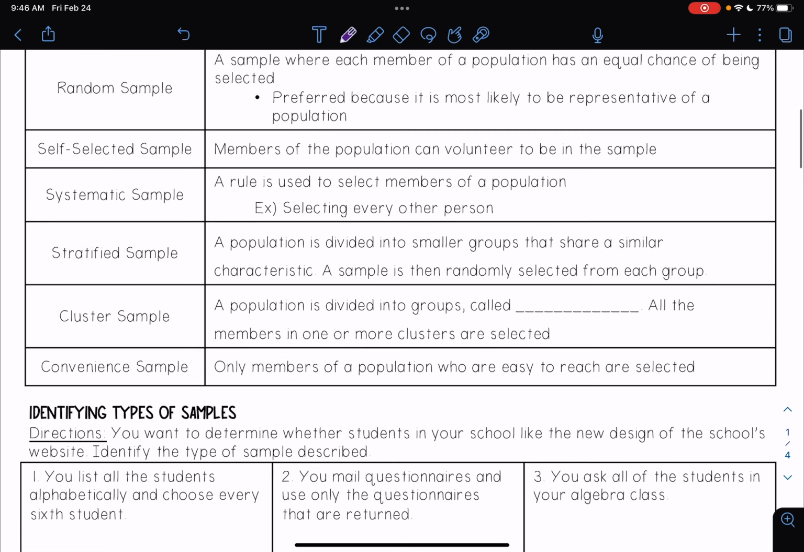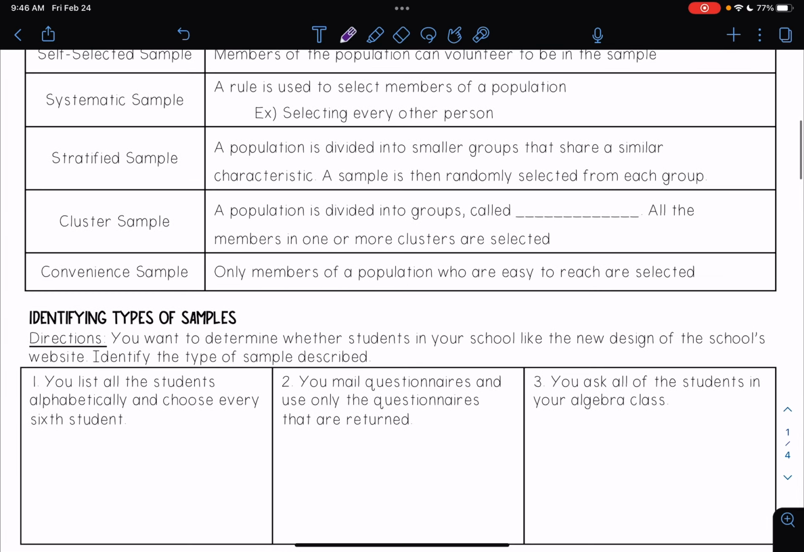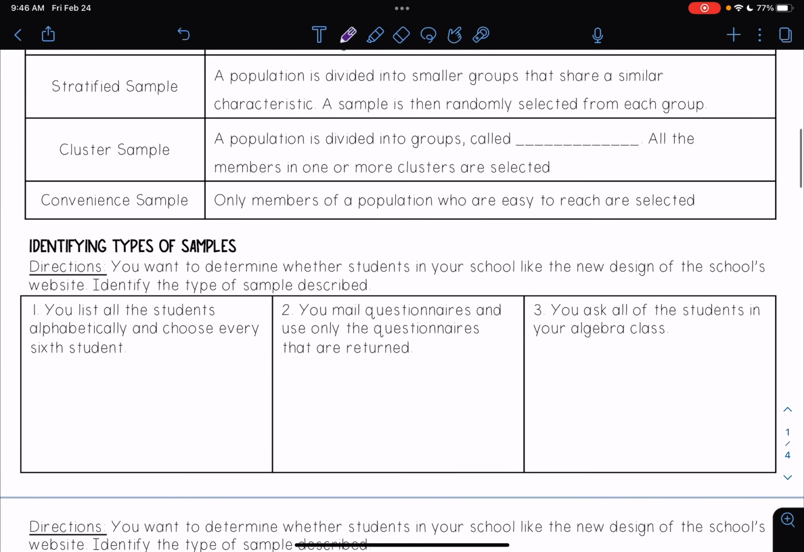A stratified sample is when a population is divided into smaller groups that share a similar characteristic, and then a sample is randomly selected from each group. So maybe if you're looking at a population in a high school, maybe you separate it in groups of class, so freshman, sophomore, junior, senior, and then you randomly select from each of those classes.